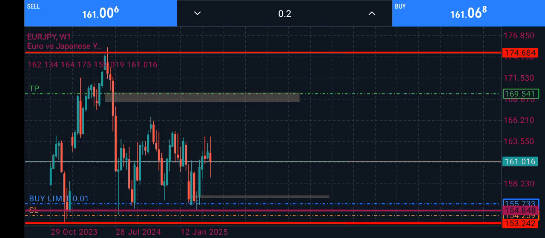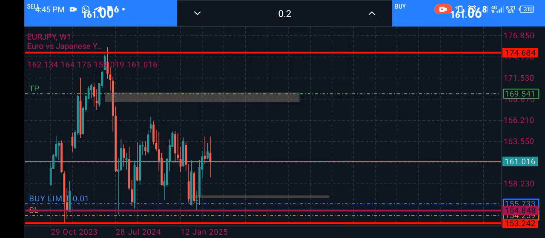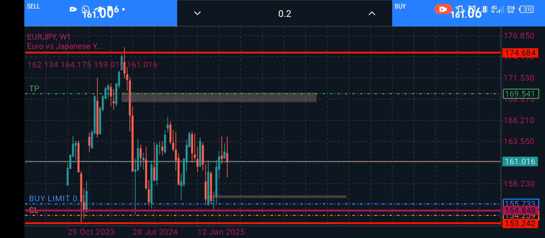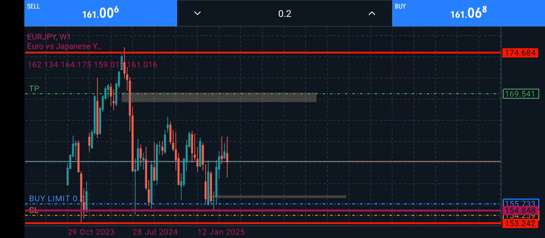If you look critically here, you will discover that there was an FVG here. That was the reason the market actually retraced back to this very spot where the FVG was filled. This is for the 1 week time frame.